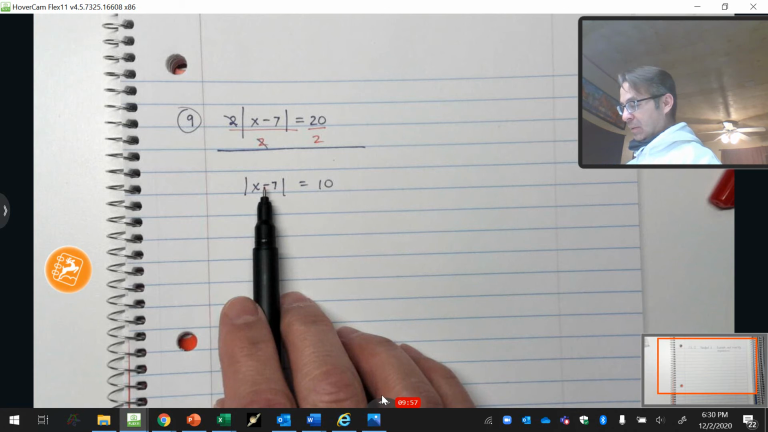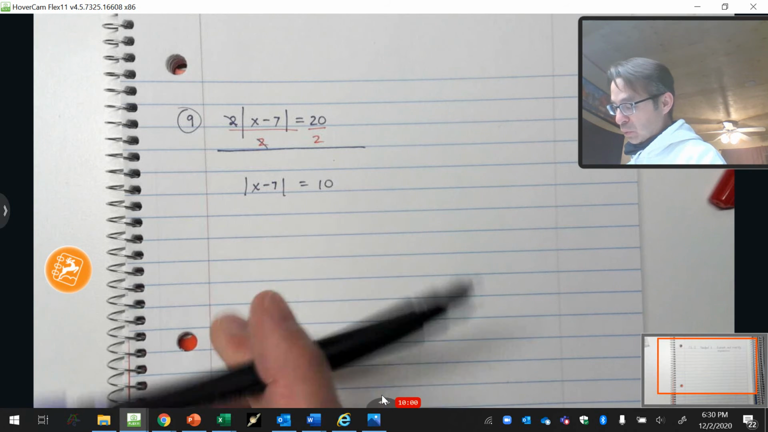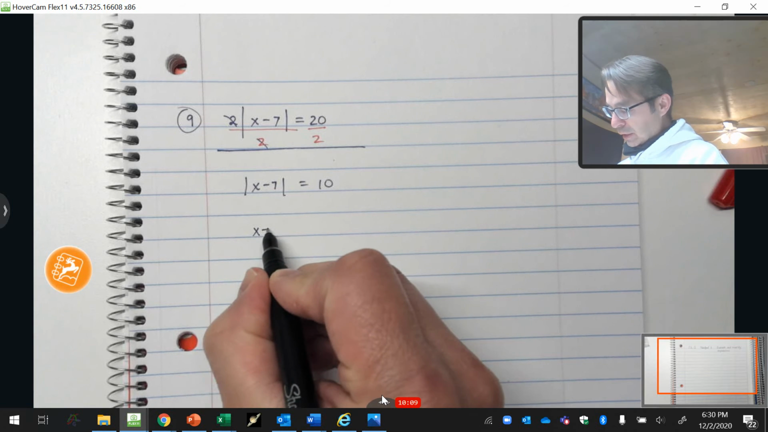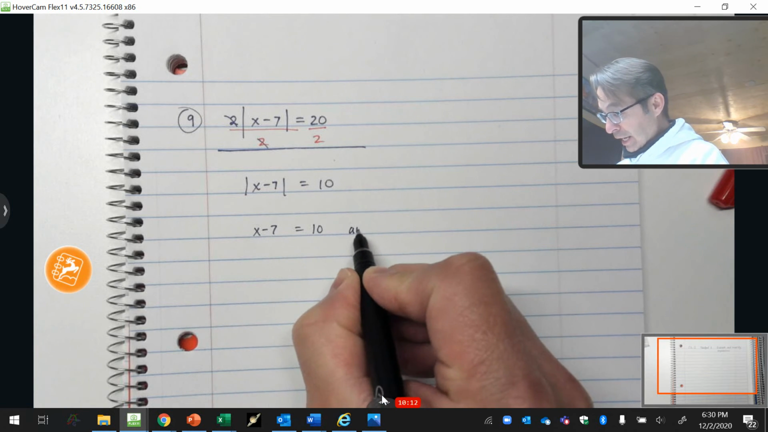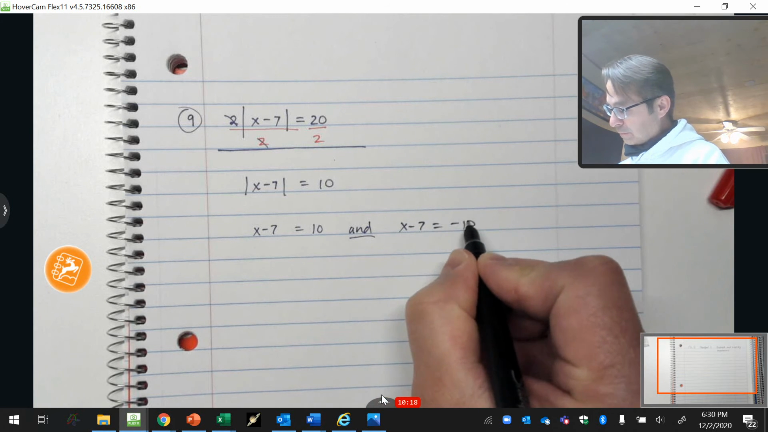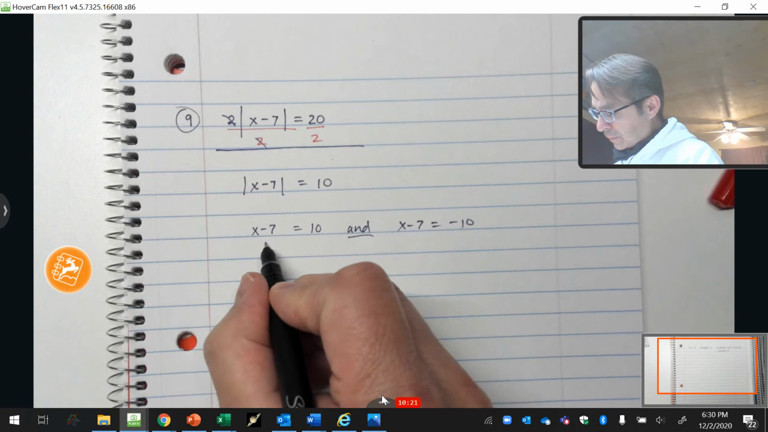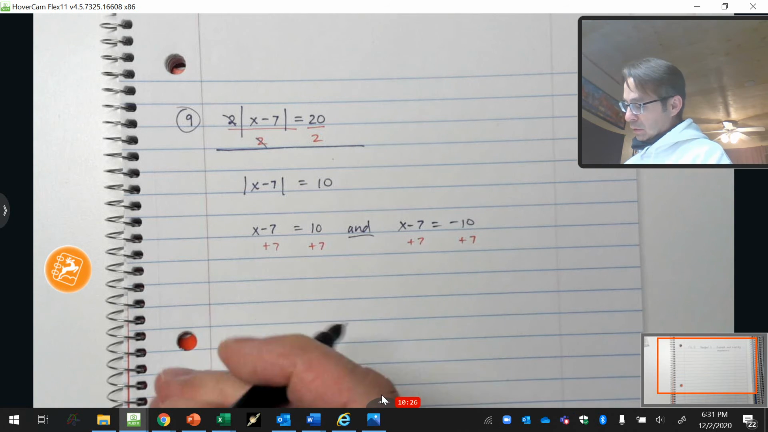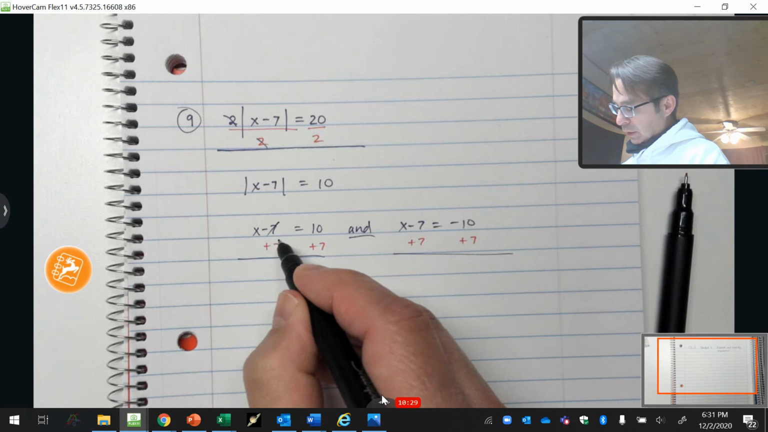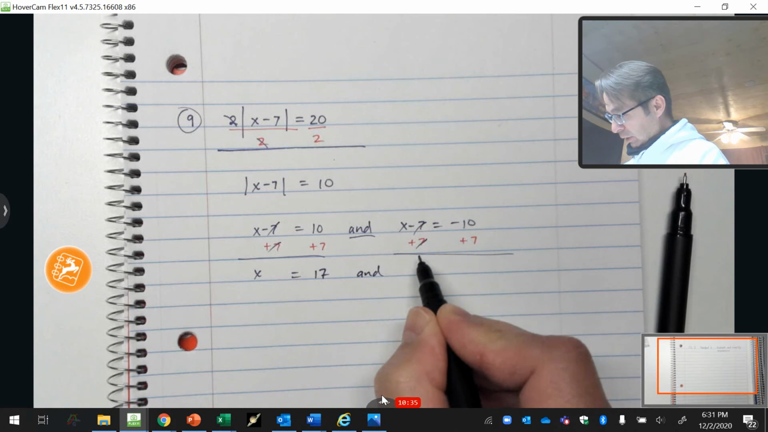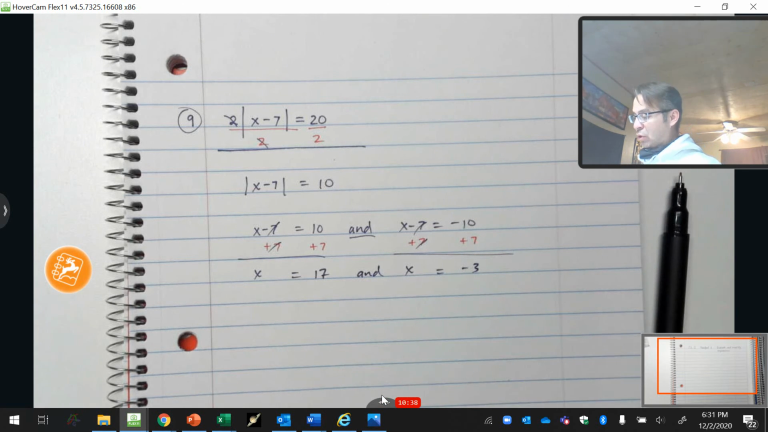Anyways, because absolute value equations have 2 answers, this is the step where you split it into two separate equations. You get x minus 7 equals 10, and, yes, I better see that word and, too, x minus 7 equals negative 10. And you just solve from there. Plus 7, plus 7. That cancels. x equals 17. And x equals negative 3. Those are your two answers.